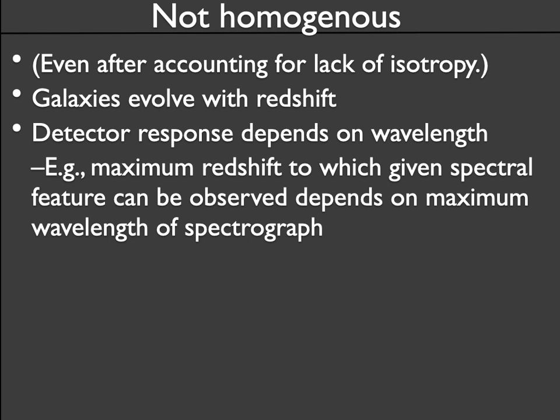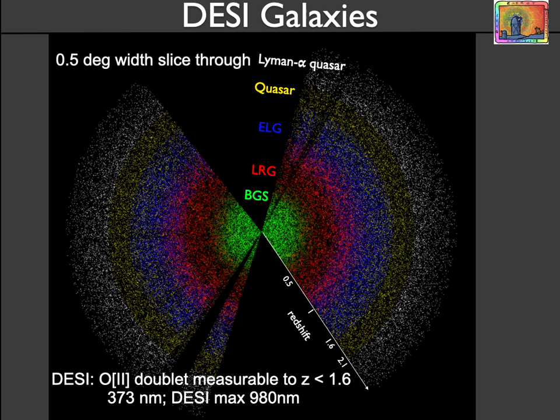So for a given spectral feature, there'll be some range in redshift that we can observe it in, and it'll be at a different wavelength in a detector at each of those redshifts. And our detector is obviously going to behave differently as a function of wavelength. And so one obvious example: if we have an emission line, like for DESI ELGs, we use the O2 doublet, which is at about 370 nanometers.